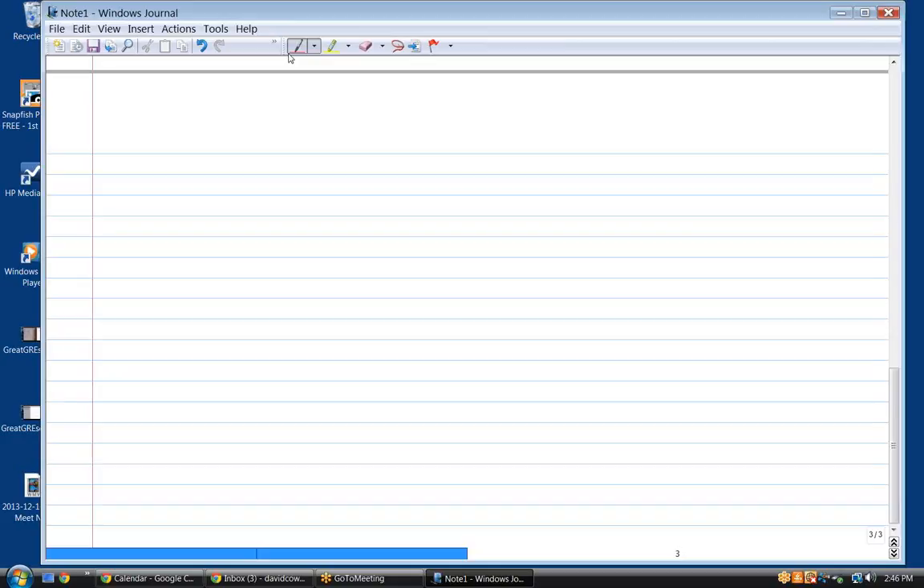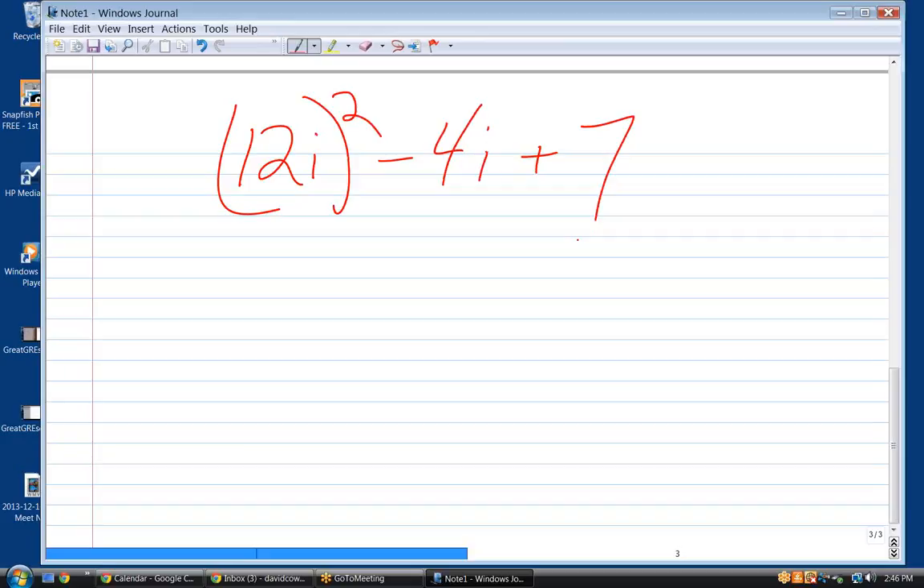All right, so the next one says simplify 12i to the power 2 minus 4i plus 7. I almost feel like all this is more like factoring everything. Is that what I have to think of it as? Not really. I can see why you'd say that here, but it really is a simplification.